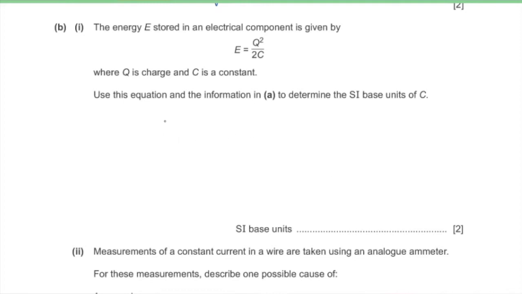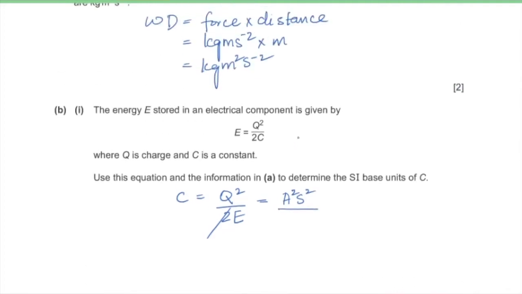So after rearrangement of the formula, C equals Q squared by 2E, where we will ignore 2 for finding the SI base units of C. Q square is equal to ampere square and second square, divided by the SI base units of energy from Part 1, which is kg meter square per second square. So this becomes ampere square s to the power 4 per kilogram per meter square.